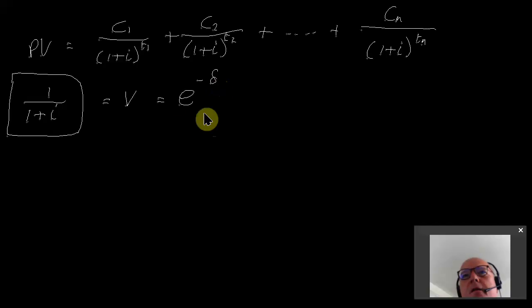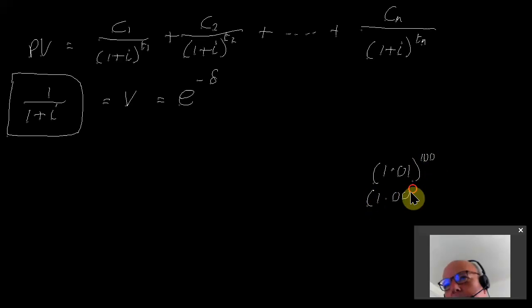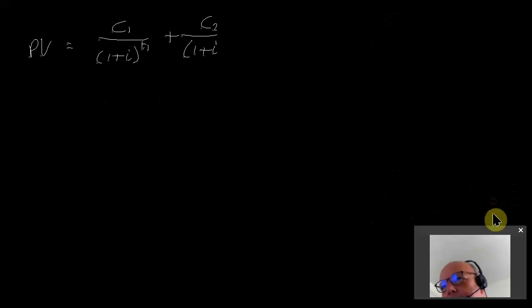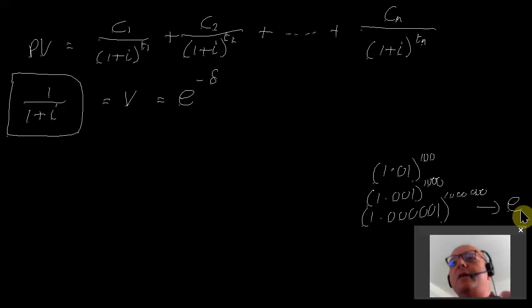The reason for this is e works very well with continuously compounding numbers, for a very simple reason. I'll just do it as an aside. If I do 1.01 to the power of 100, then 1.001 to the power of 1,000, then 1.00001 to the power of 1,000,000, this thing eventually tends to e. So e has very nice properties in terms of compound interest and that sort of thing. That's why we use e, but it's just an algebraic definition. At the end of the day, e to the minus delta is equal to 1 over 1 plus i.